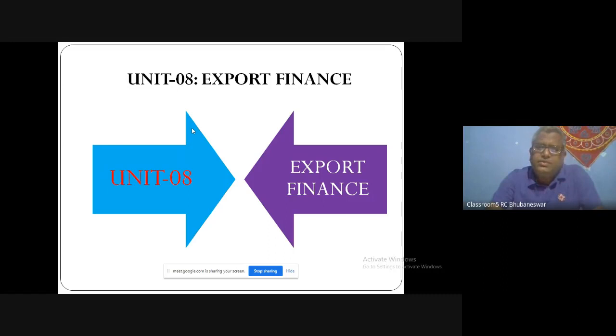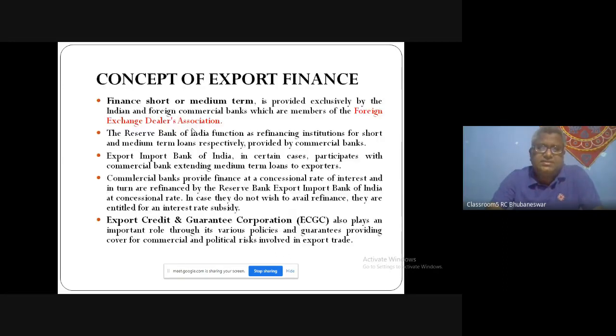Another topic, unit 8, is called export finance. If anyone asks you what finance is, you may say finance is needed for every business organization, or the commercial term for money is known as finance, or you may call it the lifeblood of any business organization. Finance may be short term, medium term or long term.